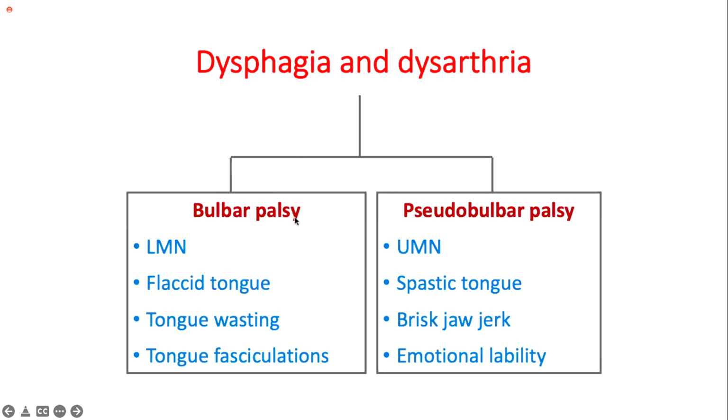Then, but the signs you get are different. Although the patient has dysphagia and dysarthria, the signs are upper motor neuron. There's a spastic tongue, brisk jaw jerk, and emotional lability, as we saw in motor neuron disease. So that is called, because it's like bulbar but not bulbar, pseudo-bulbar palsy. So they are completely different, but the presentation is identical. Okay. So clinically we differentiate them.